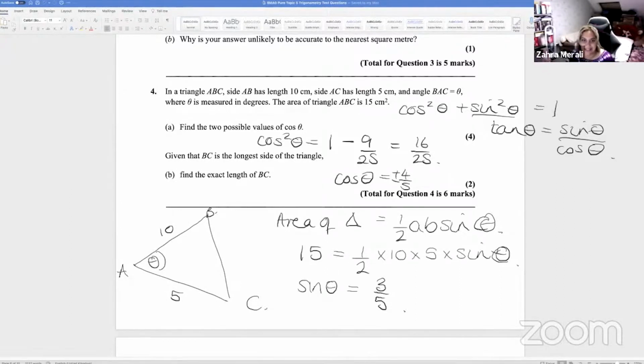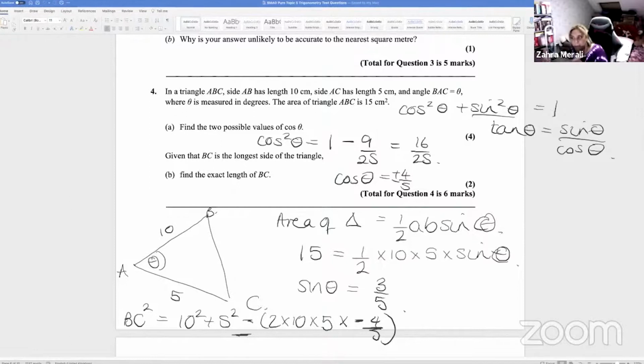Then you've got, given that BC is the longest side, find the exact length. Okay, so now we're going to use the cosine rule. So we've got BC squared equals 10 squared plus 5 squared minus 2 times 10 times 5 times cos theta. But we want the answer to be the bigger number. So if we've got a minus there, we want to times it by the minus 4/5, because a minus and a minus will make a positive, which will make this whole thing bigger. So then you could put both in and see which one comes out, right? So you get BC squared being 205, therefore BC is the square root of 205. And you don't need to simplify any further.